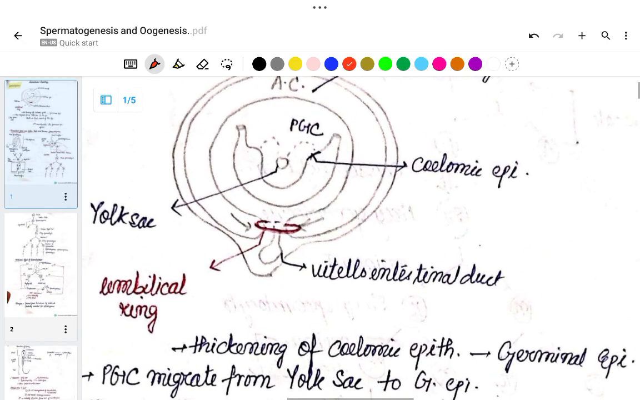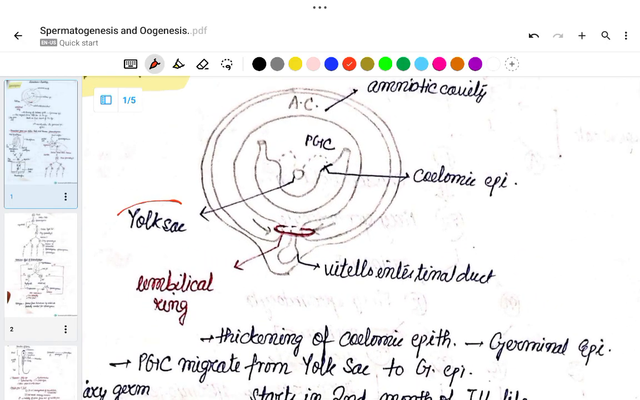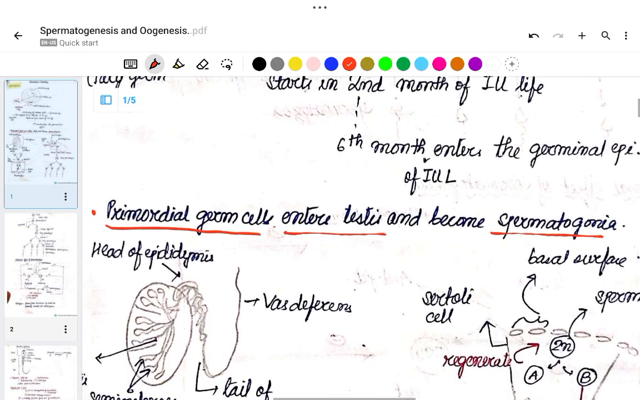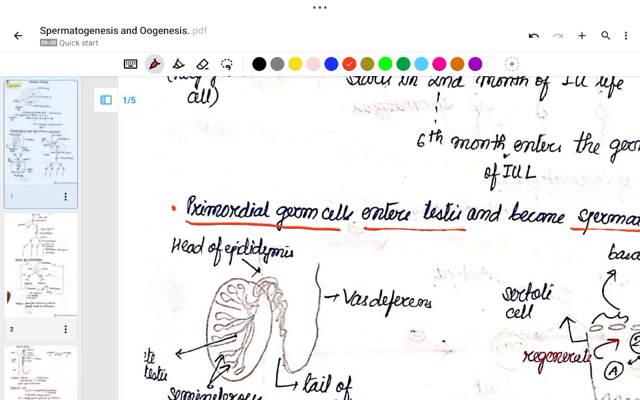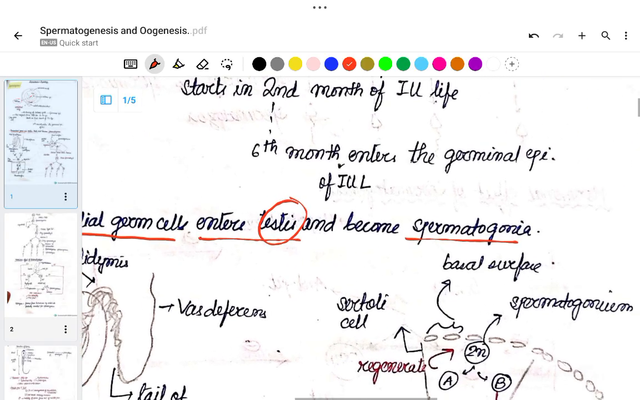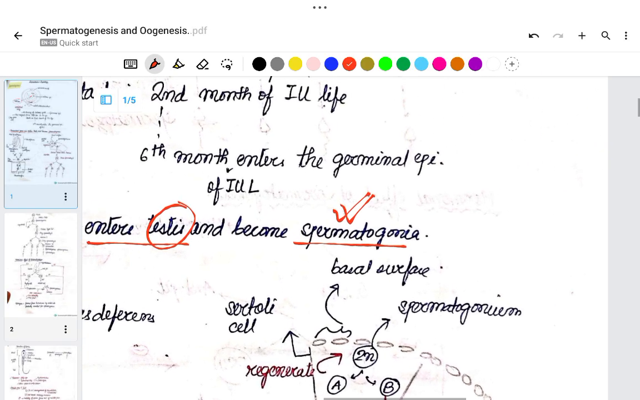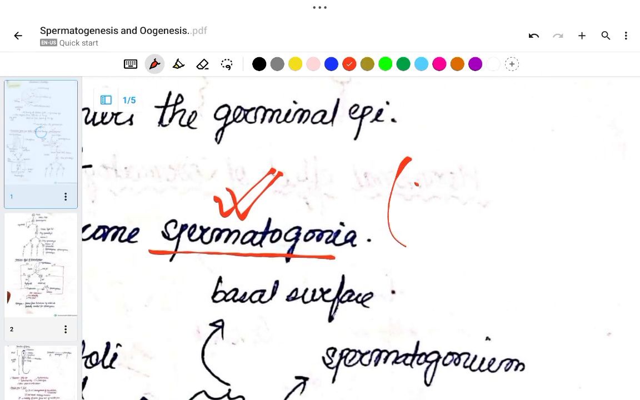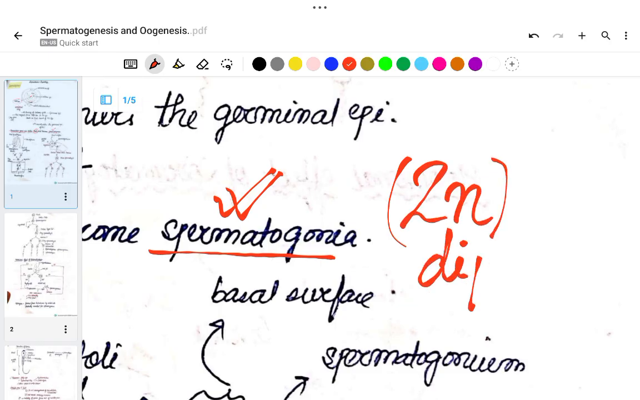So this is the typical yolk sac, and here primordial germ cells enter the testes. This comes in the embryology part. It's not very much required, but okay. Primordial germ cells enter the testis and become the spermatogonia. Remember, spermatogonia is 2n, that is, it is diploid. Spermatogonia is always diploid.